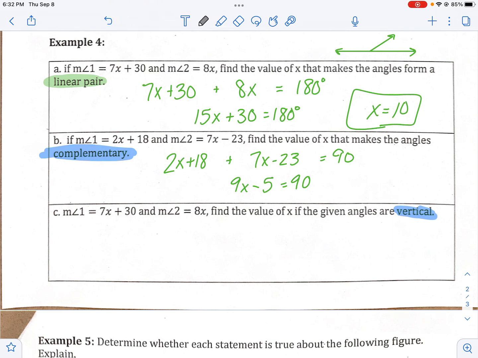And our last problem here, I've got two angles that are vertical. Well, if they are vertical, those should be equal to each other.